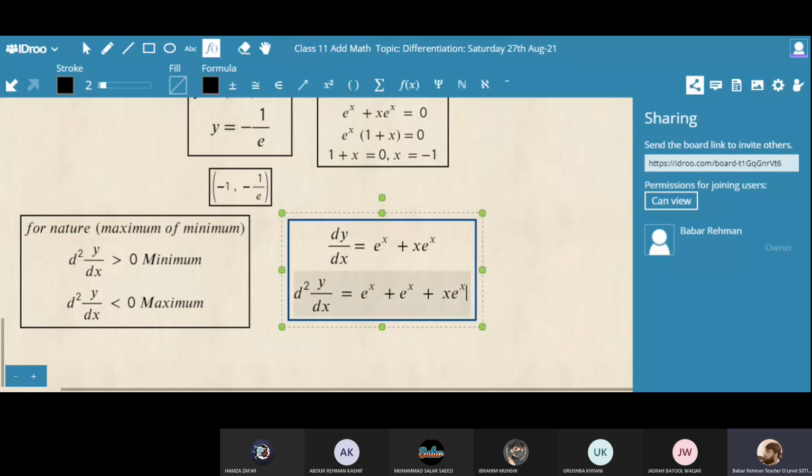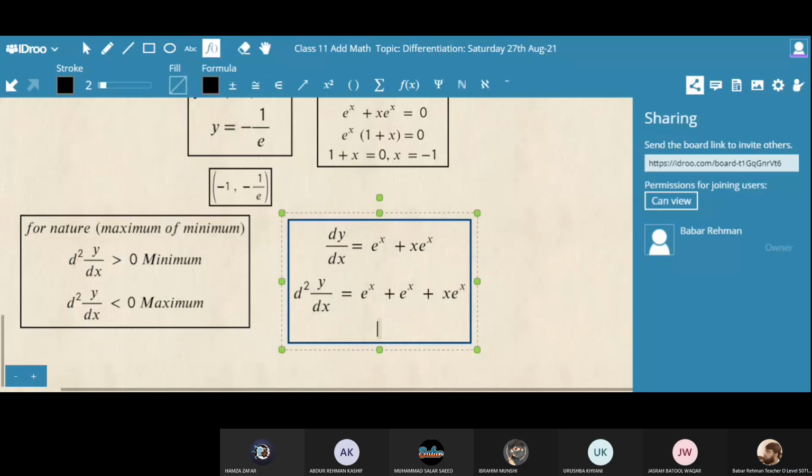Now this is your time. Please do it. Hurry up. Find the double derivative. Find it and tell me, and tell me whether it's maximum or minimum.